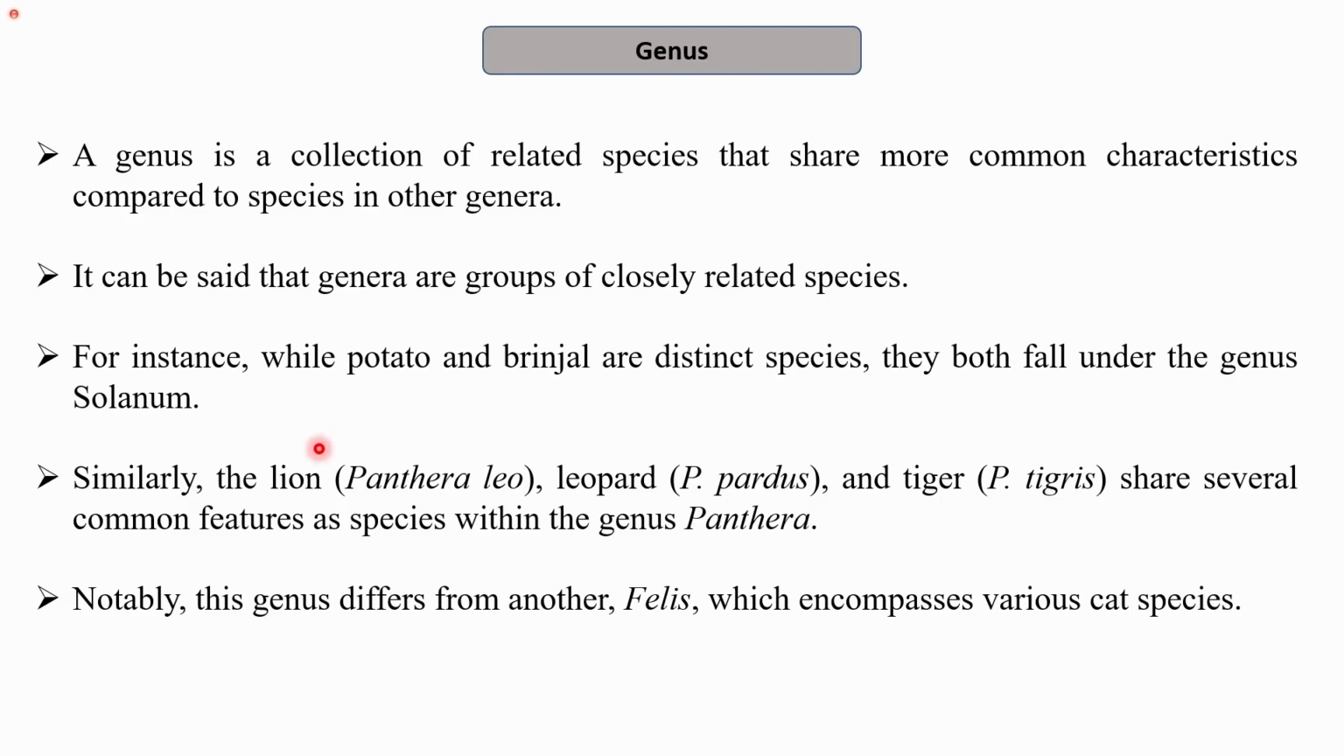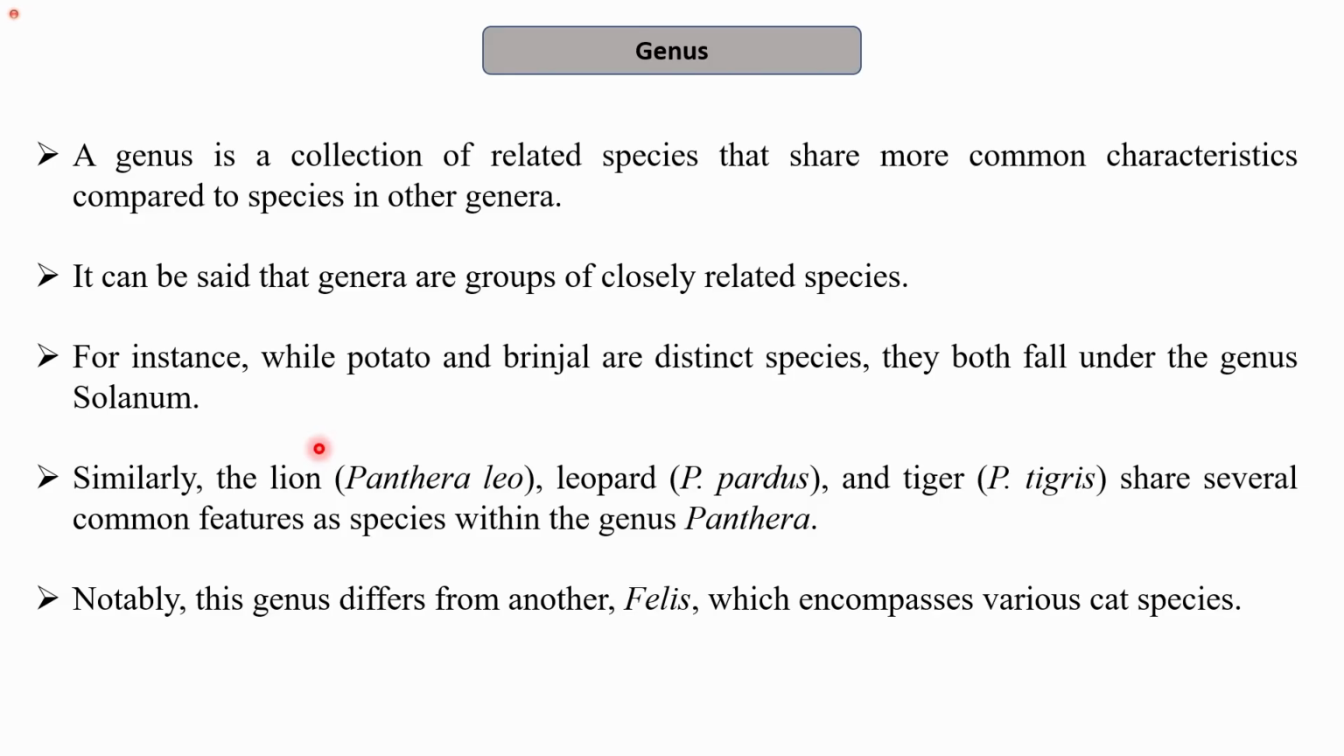So here we know Solanum tuberosum for the potato. Both potato and brinjal are different species, right? We know that potato and brinjals do not look similar. However, they fall under the same genus based on certain characteristics which they might have in common. So both are in the genus Solanum.